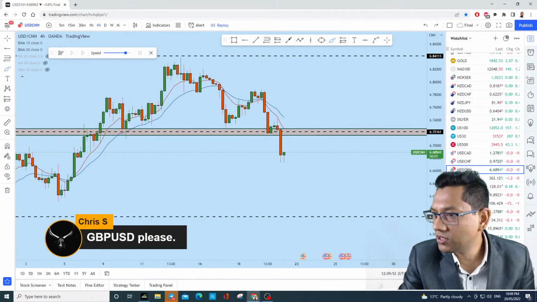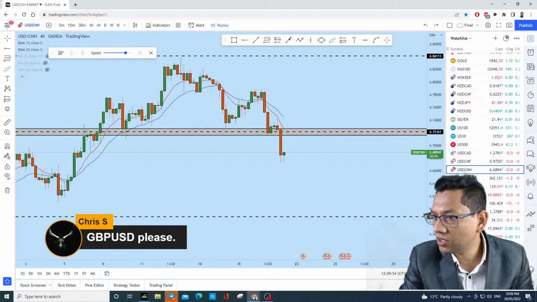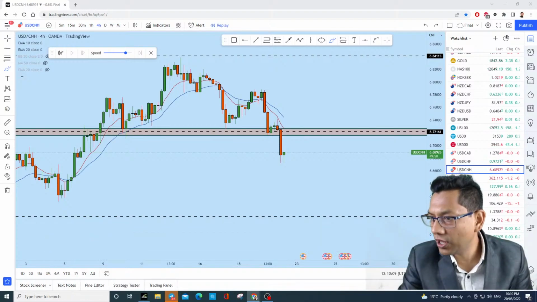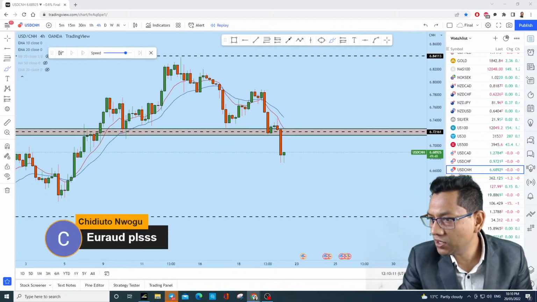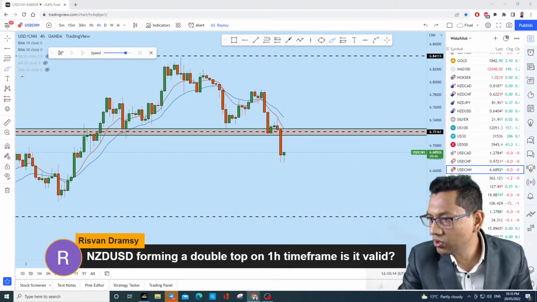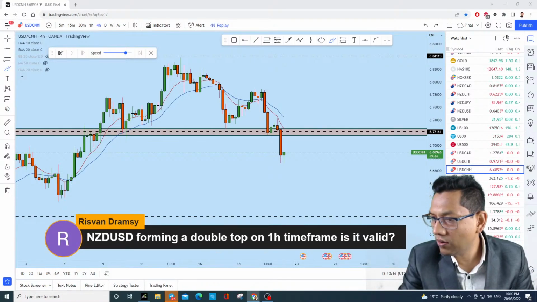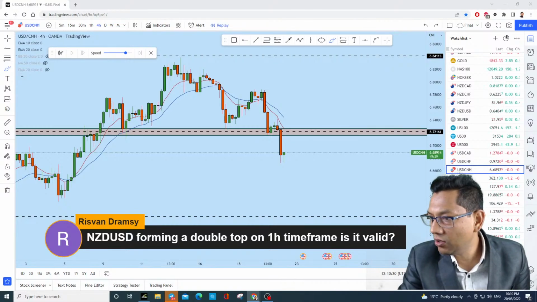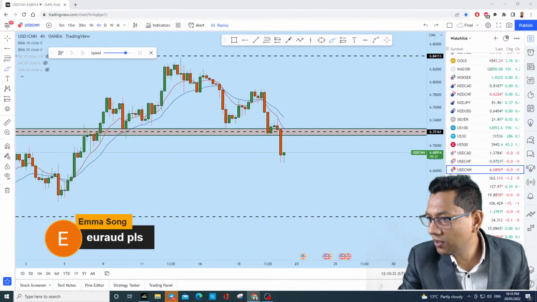Okay, so let's see in the meantime what you guys and girls are thinking. Rabi Good, do you still think EURGBP should be short? There is a trend line on 4 hour. So let's see EURGBP, we'll look at it. Euro AUD. Risbam, NZDUSD forming a double top on 1 hour time frame. NZDUSD, let's see, we'll look at it. Emma, EURAUD please.